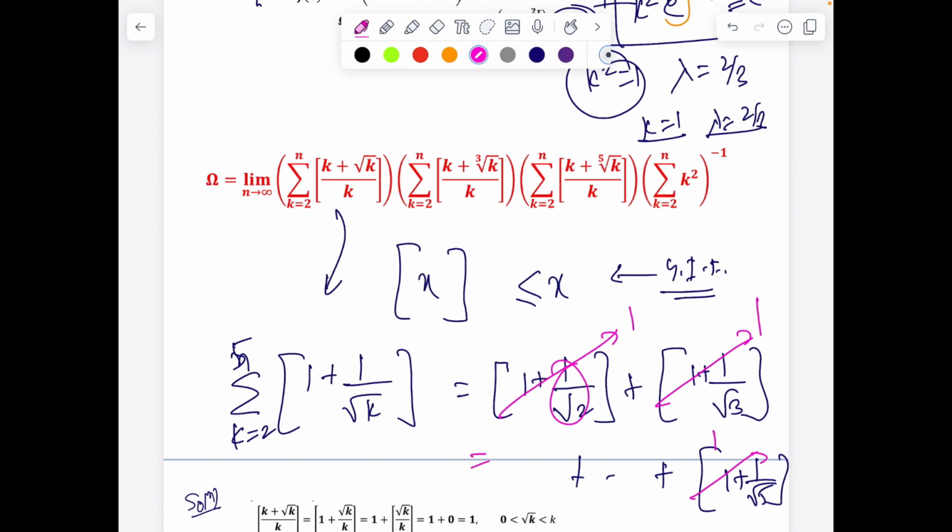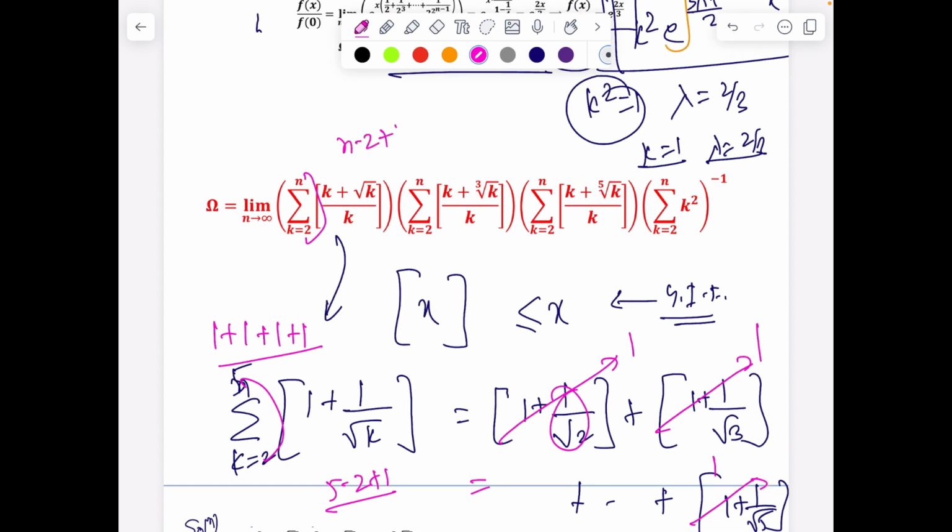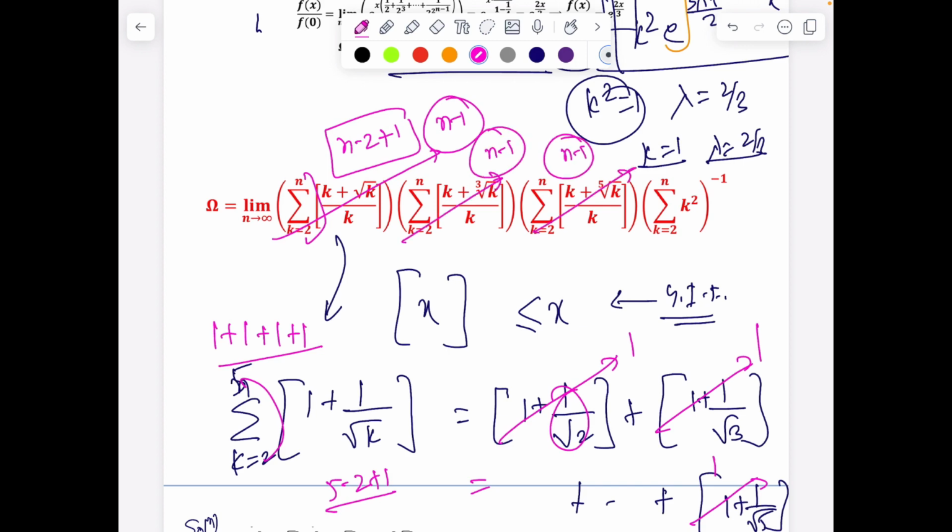And as we know, all these values are fractions, so all this will be 1, right? So if we have 2 to 5, how many times do we have 1? 1 plus 1 plus 1 plus 1, 4 times. It's basically 5 minus 2 plus 1, right? So if you have 2 to n, it will be n minus 2 plus 1. So the first summation is nothing but n minus 1.